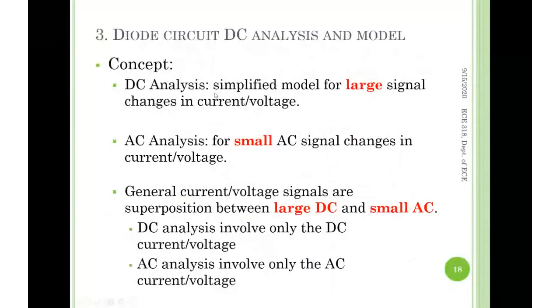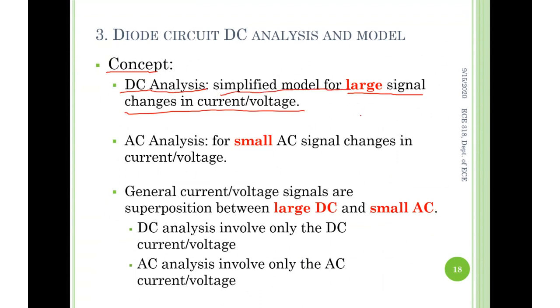Because this is the first time we come across the DC and AC analysis, let's talk about the basic concept. What does it mean by DC analysis and AC analysis? Because we're going to do the same thing for transistors, right? The concepts remain the same for any device, okay? DC analysis means a simplified model for large signal change in voltage and current. And this definition is a bit blurry.